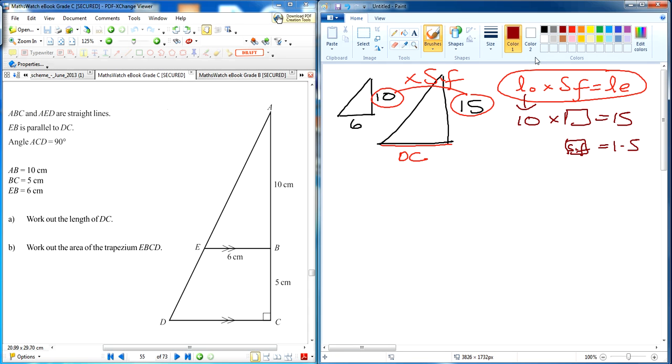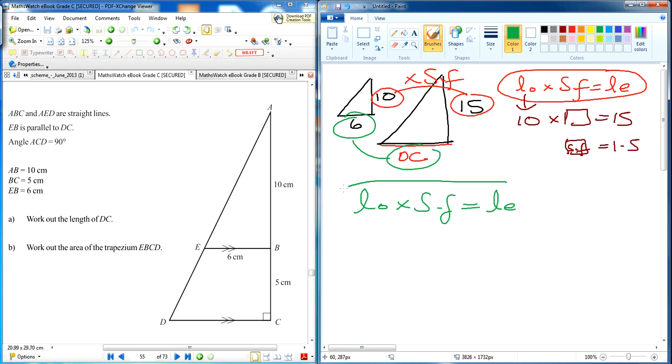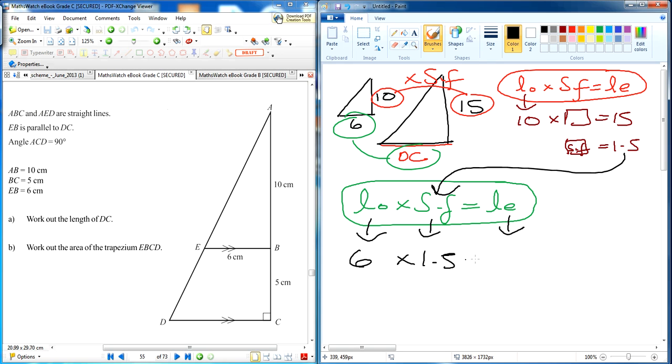Lovely. Now we can use the scale factor to work out how we get from here to here. Those two are also corresponding sides. So again, length of the original times by the scale factor is equal to length of the enlarged. Do not underestimate the power and the importance of actually writing the formula each time. It's important. I'm not just writing it for fun or to tease you. I'm writing it down because it's important. So 6 is the original length, the scale factor we've just worked out is 1.5, and the length of the enlarged is DC. So 6 times by 1.5 is equal to 9. And that's the end of part A, work out the length of DC.